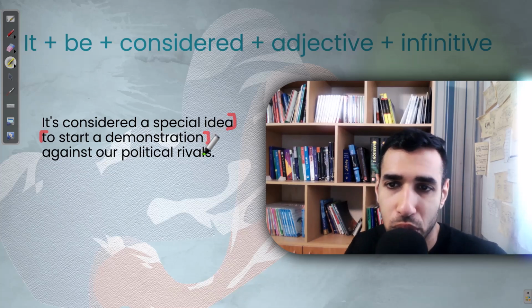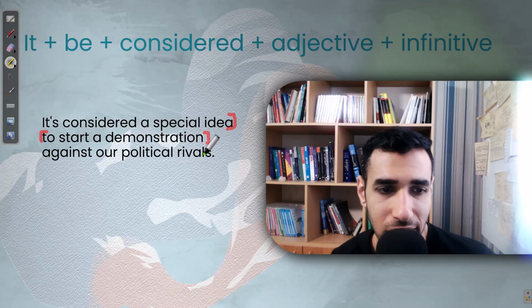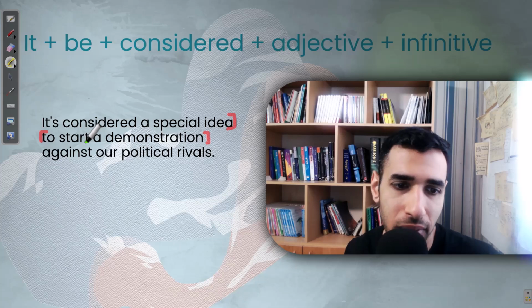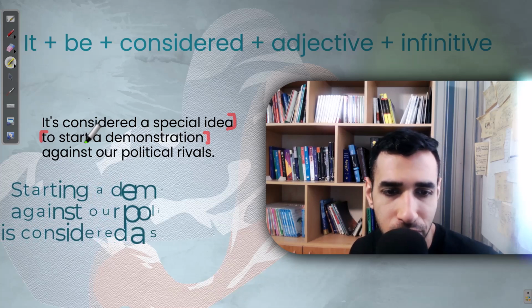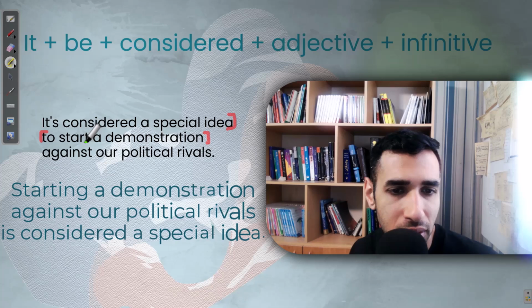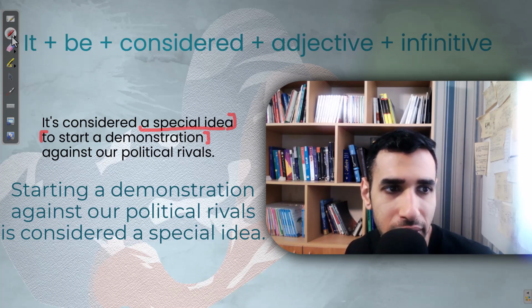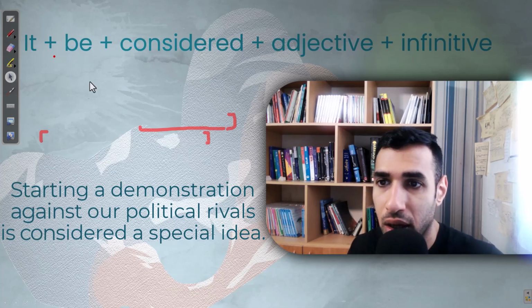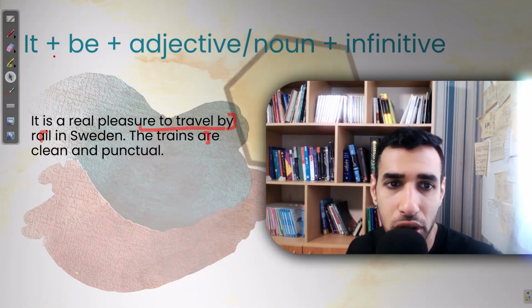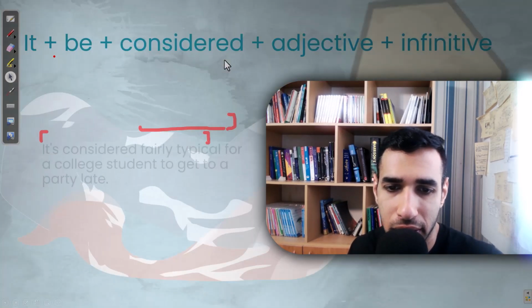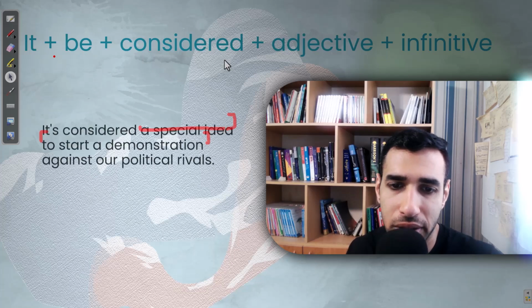If you want to change it into a gerund phrase, we convert to start to starting. Starting a demonstration against our political rivals is considered a special idea. Now, a special idea is a noun phrase. It's not an adjective, like what we said before. We can use this structure also with a noun or noun phrase. So here, a special idea is a noun phrase.